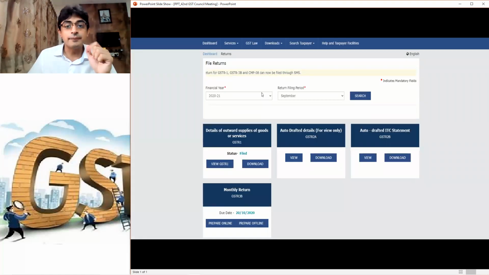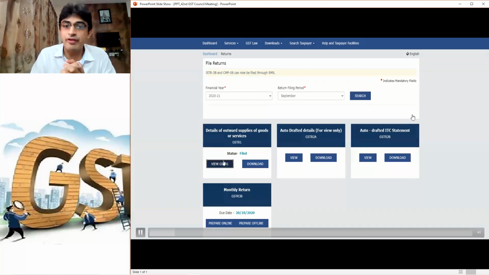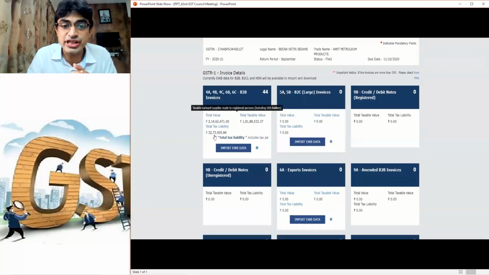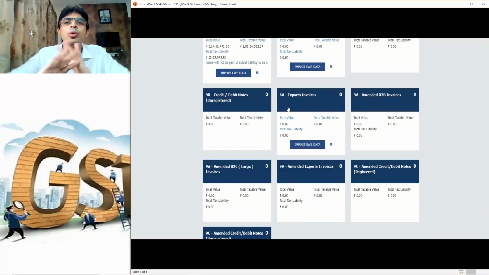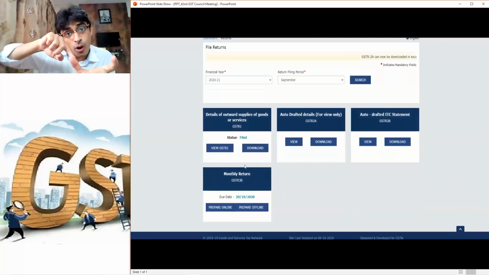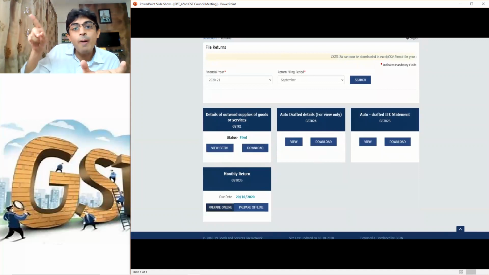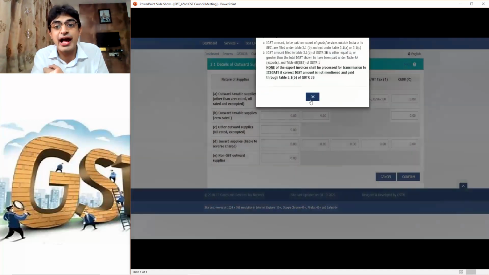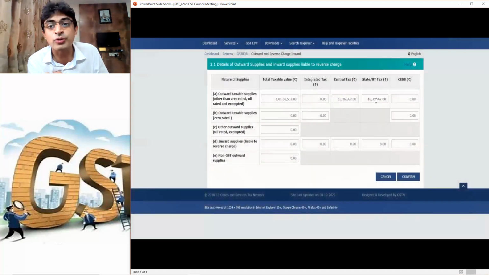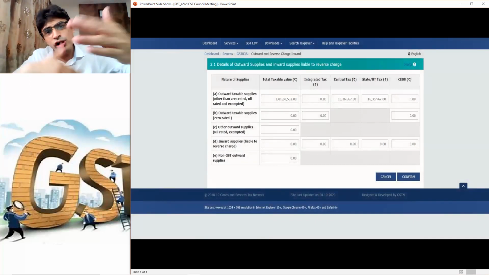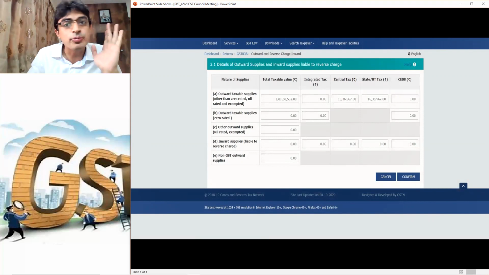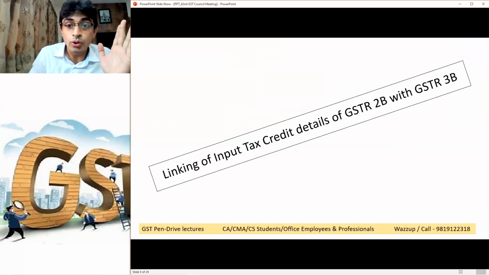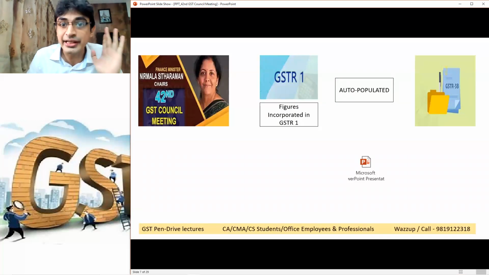So whatever figure I have declared in my GSTR1, see this figure, 1 crore 81 lakh 88,000 and the tax. B2B, B2C, export, whatever tabs you fill, all these details will get auto-populated in future in your GSTR3B. See this, the same figure is auto-populated. Tax auto-populated, all the tabs will be auto-populated. So your outward supplies details are going to be auto-populated in future. Okay, so this is the first change the government is planning to make.